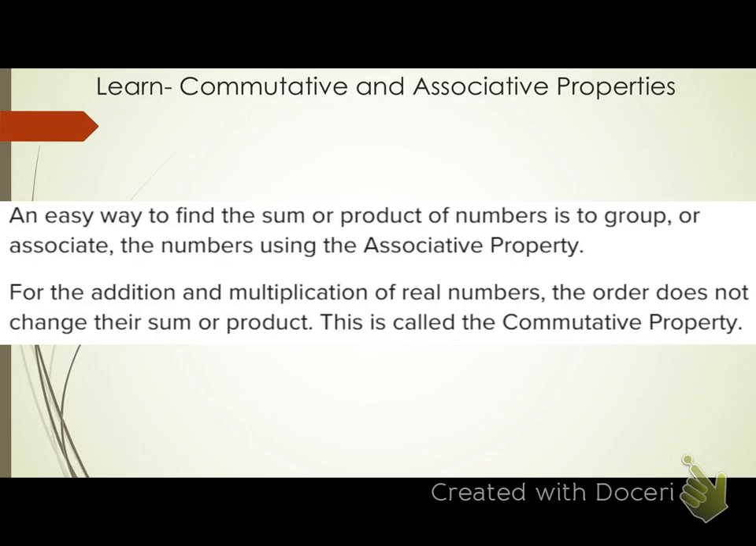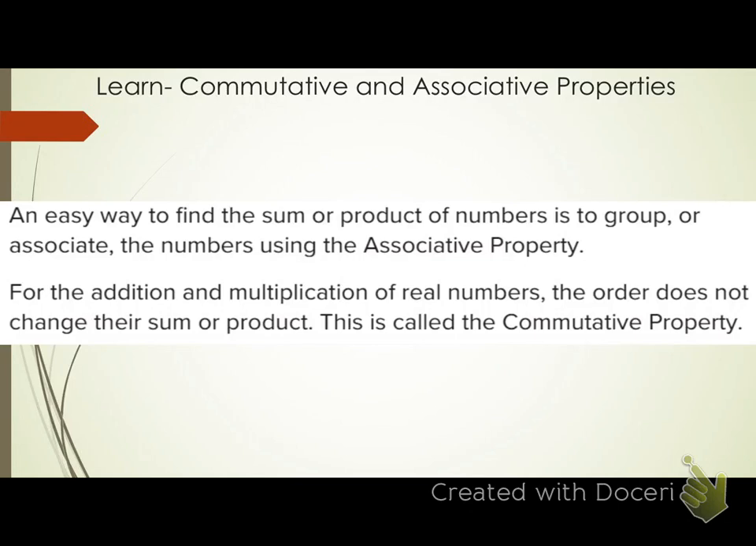Today we're going to talk about the commutative and associative properties. An easy way to find the sum or product of numbers is to group or associate, that's why it's called the associative property, the numbers using the associative property. For the addition and multiplication of real numbers, the order does not change their sum or product. This is called the commutative property.